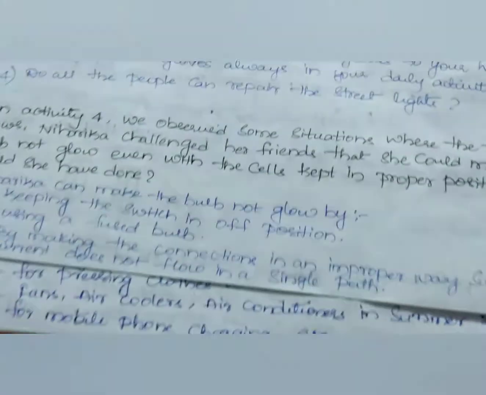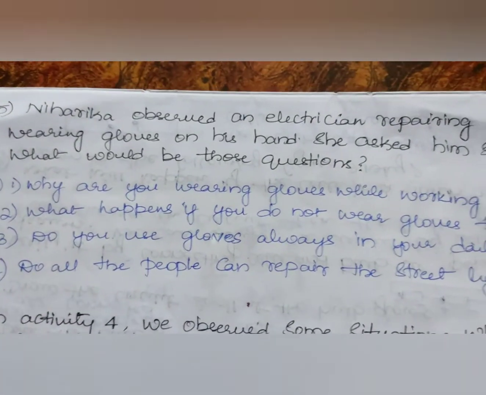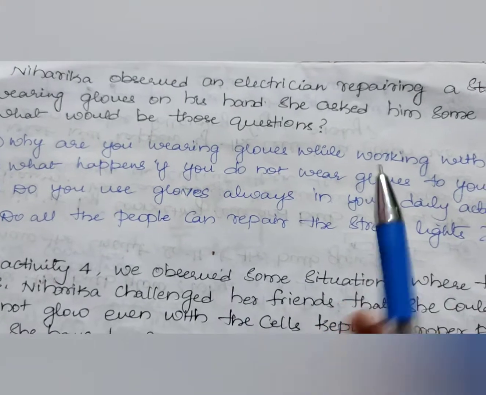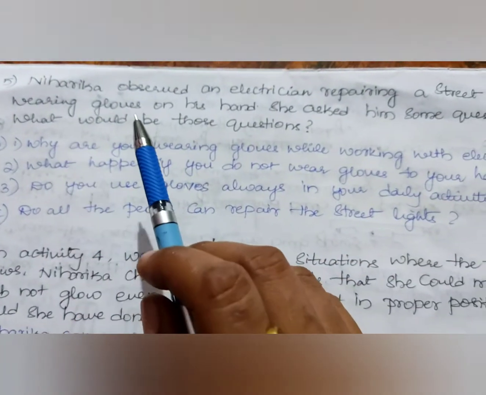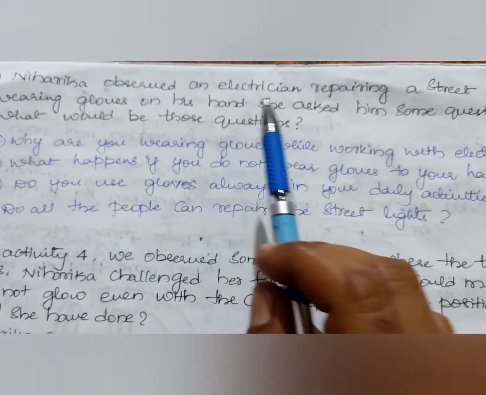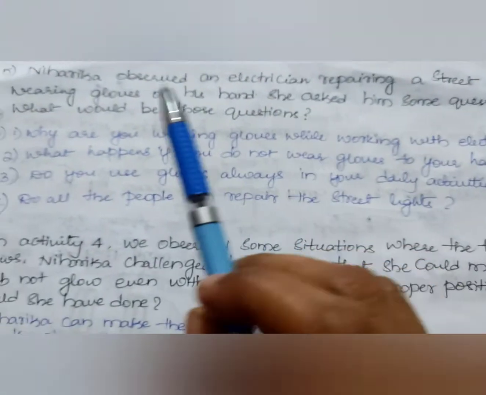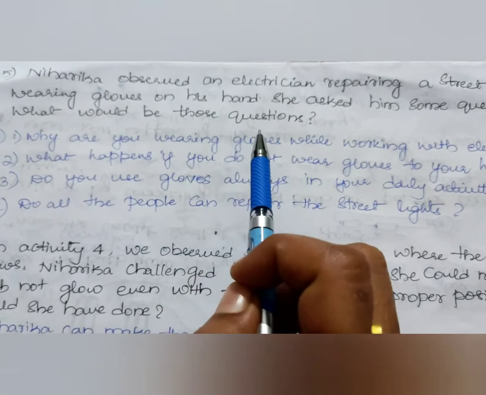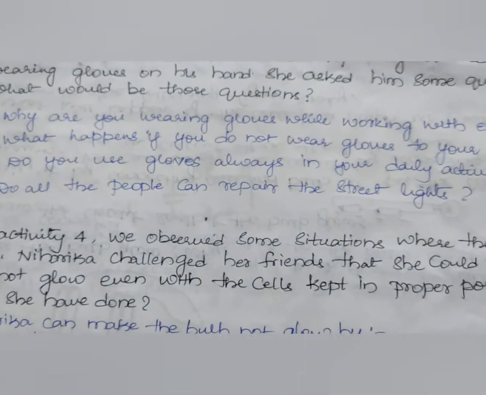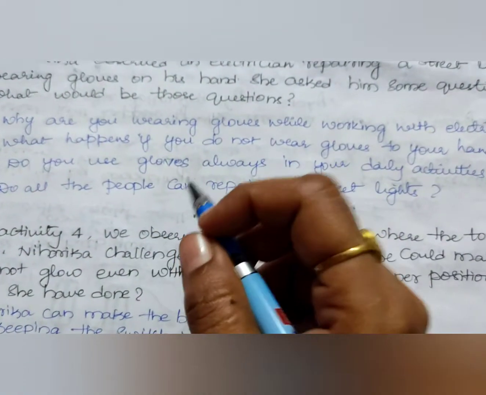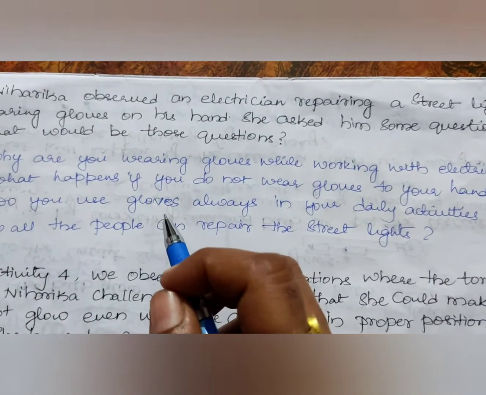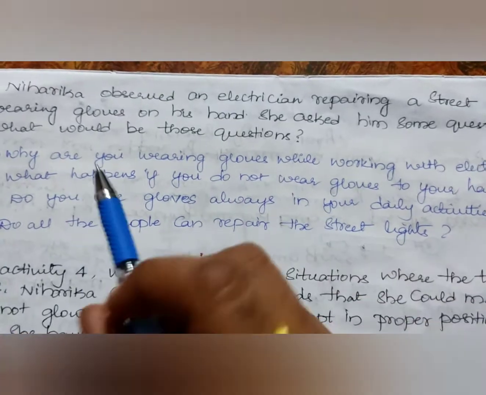Next question. Here, fifth one. Niharika observed an electrician repairing a street light wearing gloves on his hands. She asked him some questions. What would be those questions? So here you are going to observe the people at home also wearing rubber slippers while doing electric work.